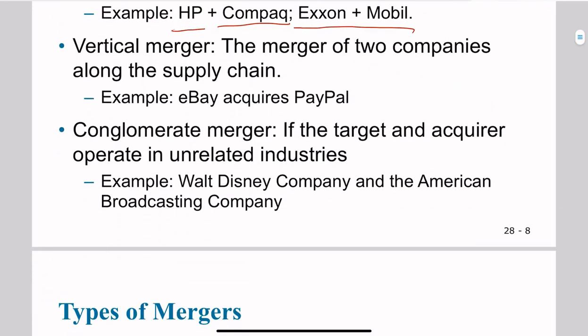The third type of merger is conglomerate merger. It basically means the target and the acquirer are in different industries. For example, Disney merged with ABC, the American Broadcasting Company. So what's Disney's industry? Resort operator or theme park operator, right? And ABC is a media firm. So you can see that they are different when they merged.